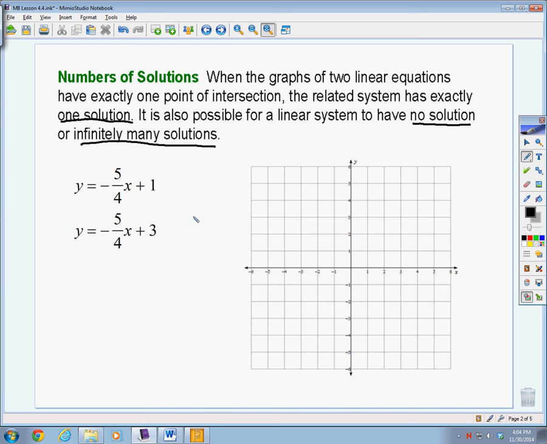So let's look at one more example here. Obviously, these are in slope-intercept form. We're going to graph them. So let's look at this first equation here. y equals negative 5/4 x plus 1. So my y-intercept is 1. My slope is going to be a negative 5/4. Now I just moved the negative up. You could have moved it down, it doesn't matter. But I'm going to go down 5, 1, 2, 3, 4, 5, and over 4, 1, 2, 3, 4. Okay, and again, draw a line through these points.